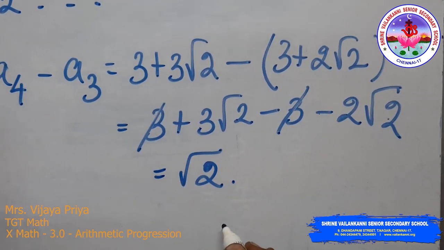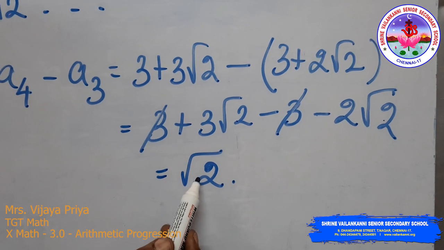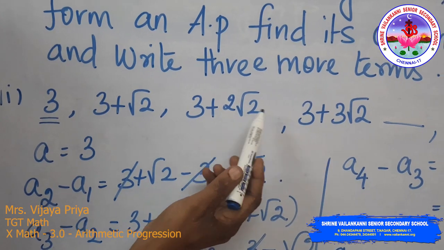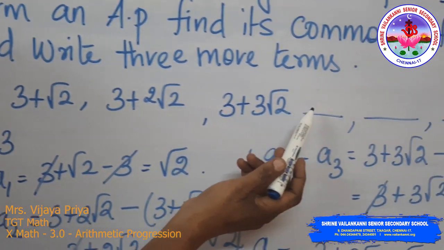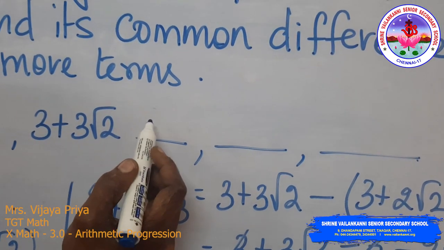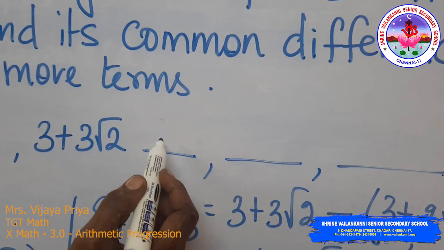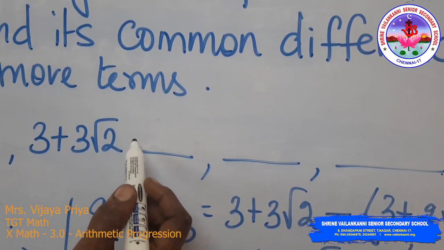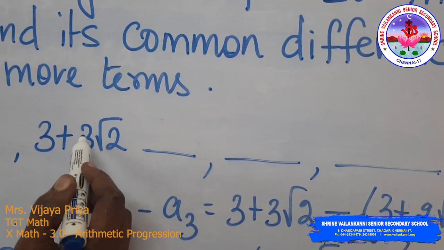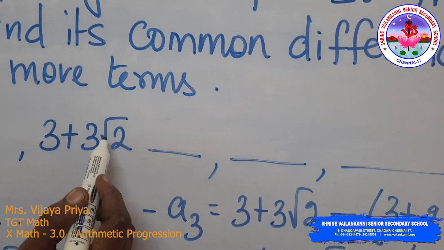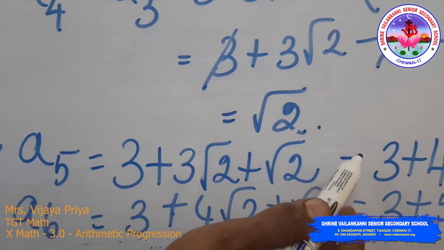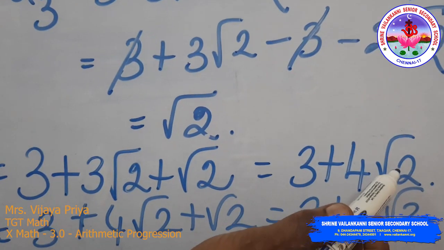So in all my cases, my difference is common. So I have a common difference of root 2, and the numbers form an arithmetic progression. Now we want to find out 3 more terms in this sequence. Your fifth term, that is a5, can be obtained by adding the common difference root 2 with the preceding term. So if I add root 2 with this 3 plus 3 root 2, I will get 3 plus 3 root 2 plus root 2, which is equal to 3 plus 4 root 2.